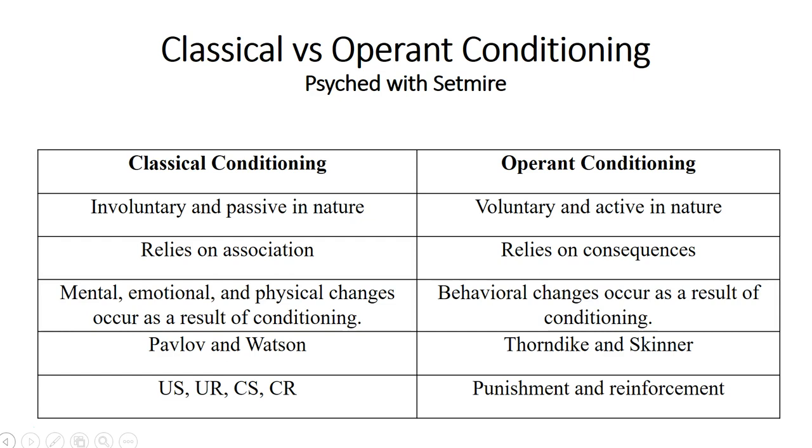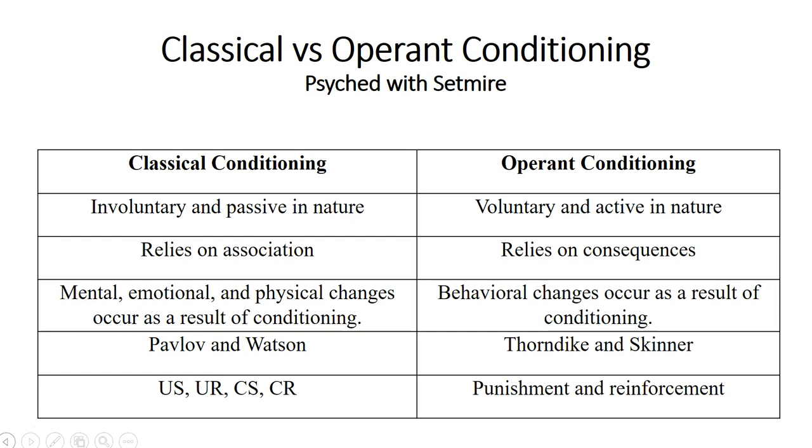Classical conditioning tends to be relatively involuntary and somewhat passive in nature. You often don't even realize that it's happening to you, right? You might not be an active participant in it. It often happens even without our awareness. Versus operant conditioning tends to be very voluntary. It's very active in nature. You make a choice whether or not you want to perform a behavior more or less, depending on what happens next.